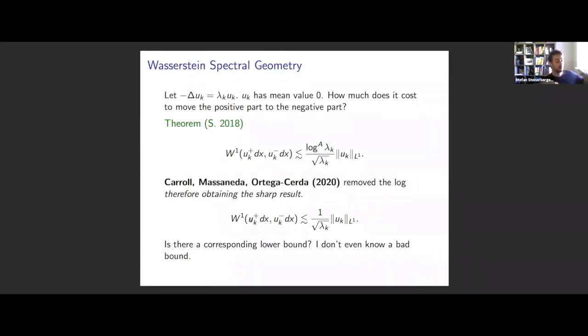And this tells you if you want to take the positive parts from an eigenfunction and move them to the negative parts, you can do this very efficiently. It's pretty cheap, actually. It just costs you a wavelength. On average, an average letter only travels a wavelength, which is interesting geometric information about the eigenfunction. I don't even know a bad lower bound on this. One would assume that it's maybe sharp, maybe not, hard to say, but the proof again follows out of these other principles.